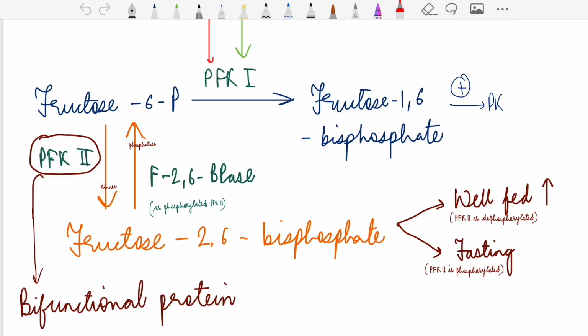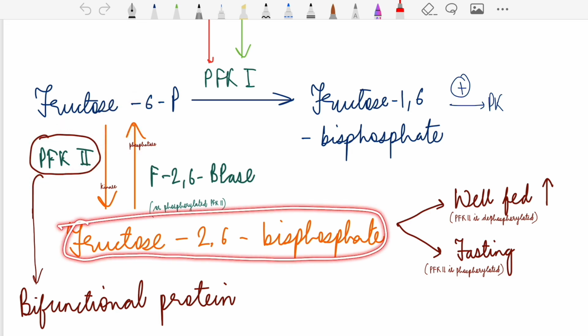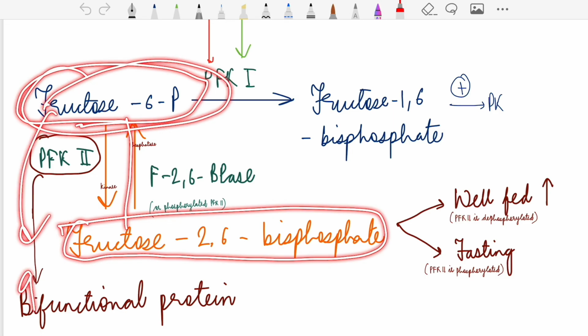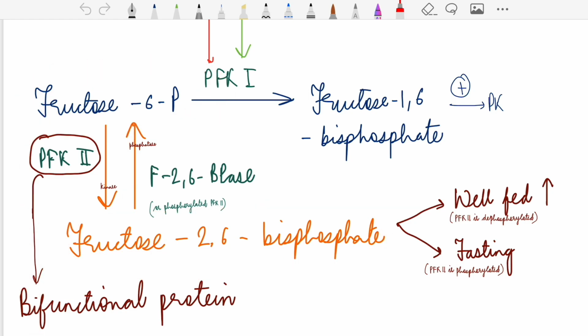Now a question. What happens during the fasting state? In the fasting state, phosphofructokinase 2 acts as a phosphatase, right? Because of the influence of glucagon. So this fructose 2,6-bisphosphate is converted to fructose 6-phosphate, and through this it takes part in gluconeogenesis. Then it doesn't come and participate in glycolysis.